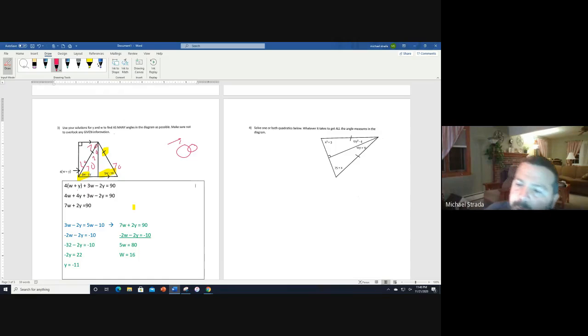Okay, it says solve one or both quadratics below. Whatever it takes to get all the diagrams. So this is what we mean by that. If I look at it, those angles are congruent and those angles are congruent. So I'm going to focus on these because that y squared has a 12, that x squared has a 1. So that one's going to be easier to.